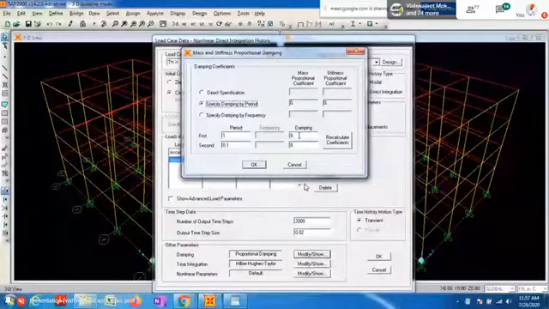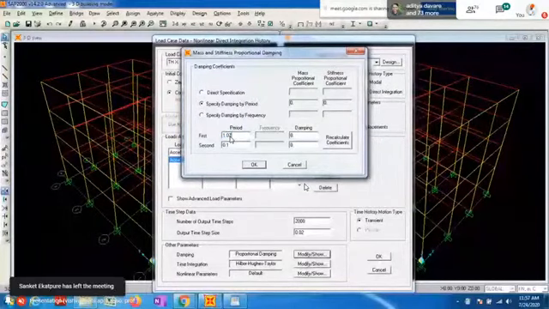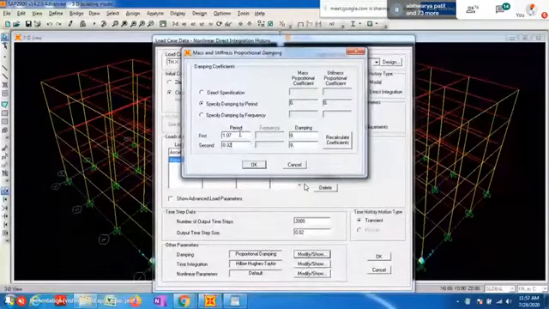In the x direction, the time period for the first mode is 1.07, and the second time period is 0.32. These are the two time periods in the x direction in successive translation modes. And constant damping 0.05, and this is also 0.05. Then recalculate. Now we calculate the parameters.